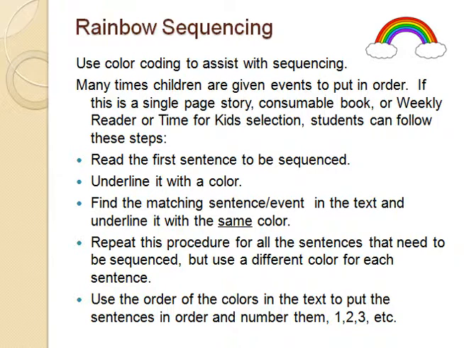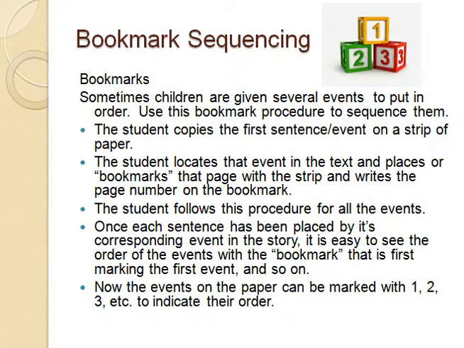Sequencing is often a challenging task for students, but here are 2 concrete methods that may support students who struggle. The first is rainbow sequencing, or using color coding to sequence events. The second is bookmark sequencing, in which students actually create bookmarks with given events, locate the event in the selection, and place the bookmark at that page.